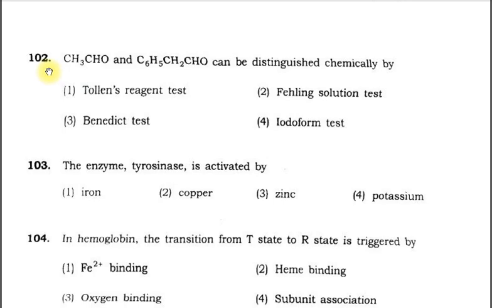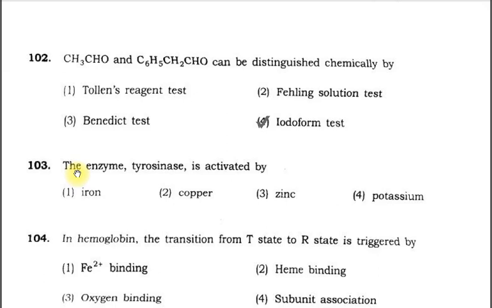Question number 102. CH3CHO and C6H5CH2CHO can be distinguished chemically by, these are the aldehydes: number 1, Tollens reagent test; number 2, Fehling solution test; number 3, Benedict test; number 4, the iodoform test. The correct answer is number 4, the iodoform test. Iodoform reagent gives a yellow crystalline precipitate with acetaldehyde.